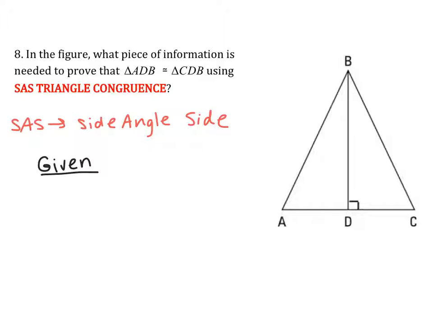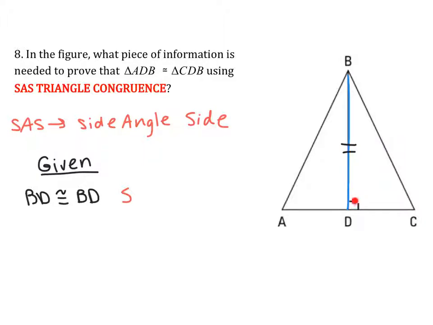So I know that this line, BD, is part of both triangles, and it is the same length, so we can say that it's congruent to itself. That's something to look out for. So BD is congruent to BD. That's going to be one of our sides.